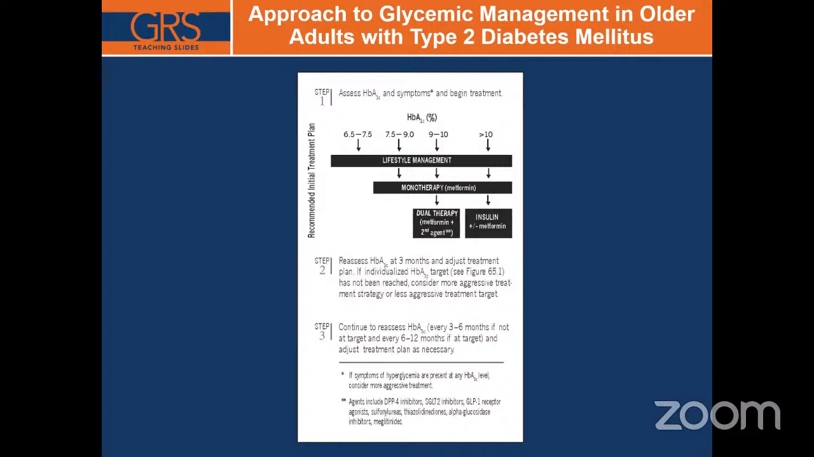The second step is to reassess the hemoglobin A1c at 3 months, and then we adjust the treatment plan accordingly. If the individualized hemoglobin A1c targets have not been reached, then we do consider a more aggressive treatment strategy, or accordingly, we consider a less aggressive treatment target according to the hemoglobin A1c results.